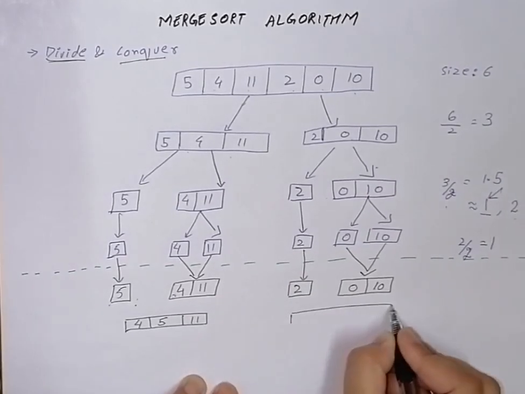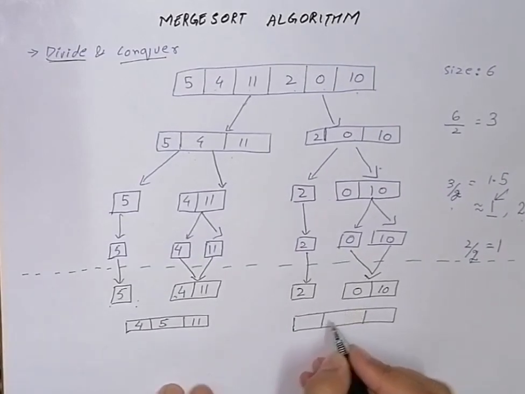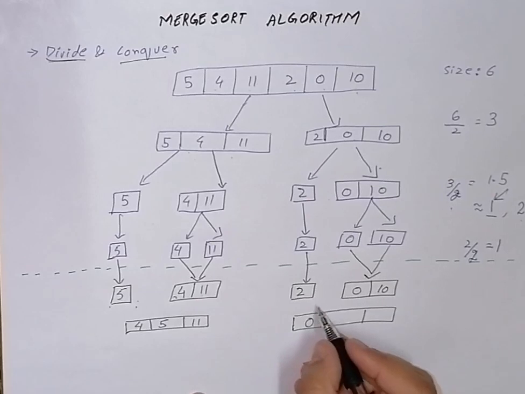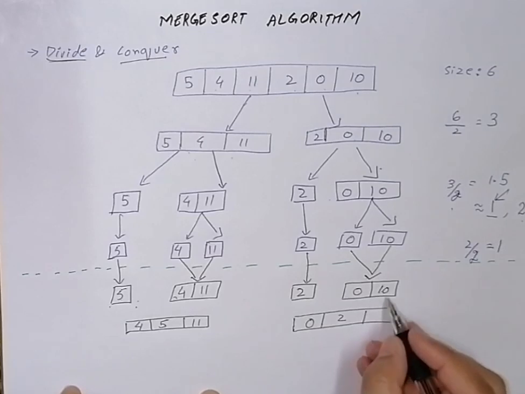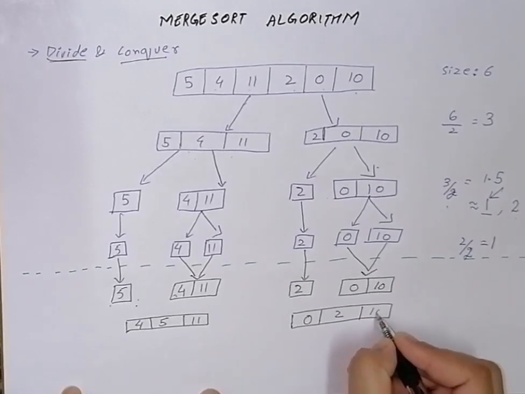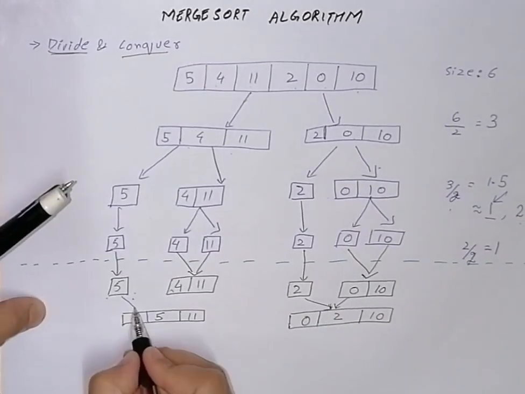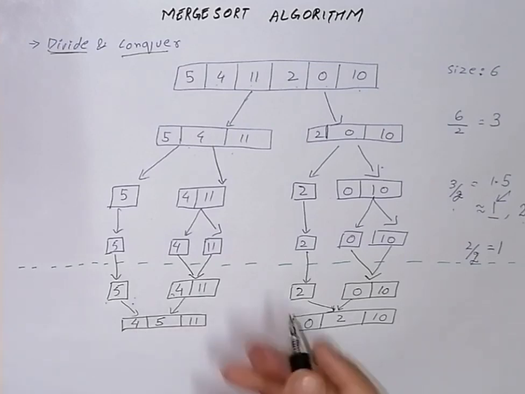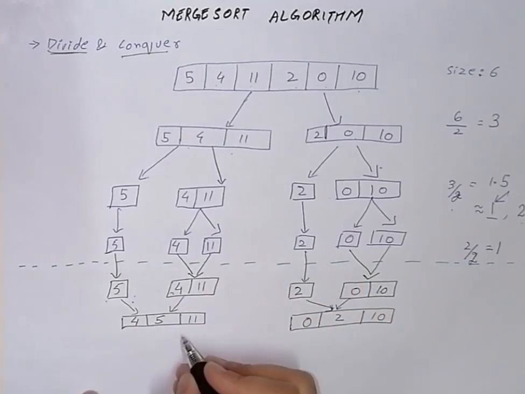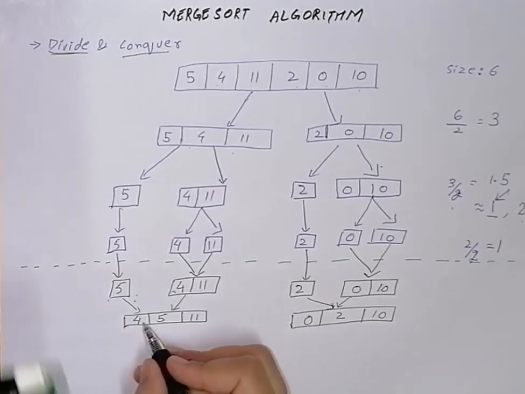Similarly, on this side, I also create an array of size 3. 2 will be compared with 0. 0 is a smaller value, so 0 will come first. 2 will be compared with 10. 2 is a smaller value, so 2 will come first. Then we are left with only one value, which is 10, and 10 will appear directly over here. Okay, this is how we are doing the merging part, or we are in the phase of conquering this particular problem. In the end, you can see 3 plus 3 is 6, so we will create an array of size 6 and start with the comparison.